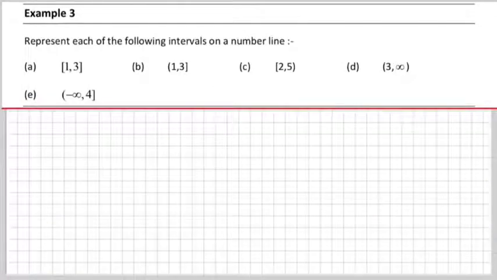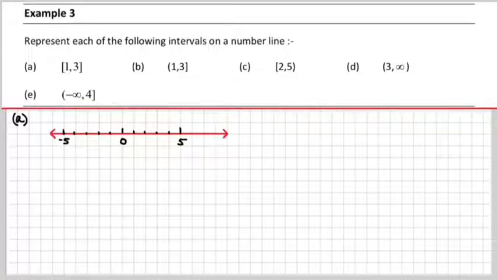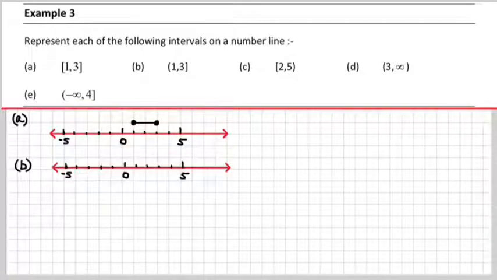Pretty easy, no problem. Now we've got some number lines, some intervals. So how would you represent these intervals on a number line? Well, it's pretty easy. Part A, we've got 1 to 3 inclusive. There's a number line, and we're going from 1 to 3, and they're both closed dots, which means we're including the 1, we're including the 3. Part B, we're going from 1 to 3, but not including the 1 this time. So we've got an open dot on the 1.